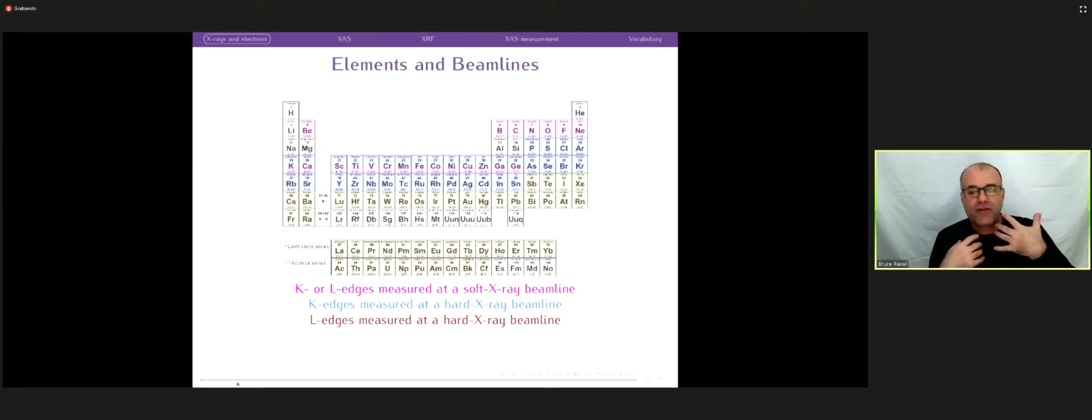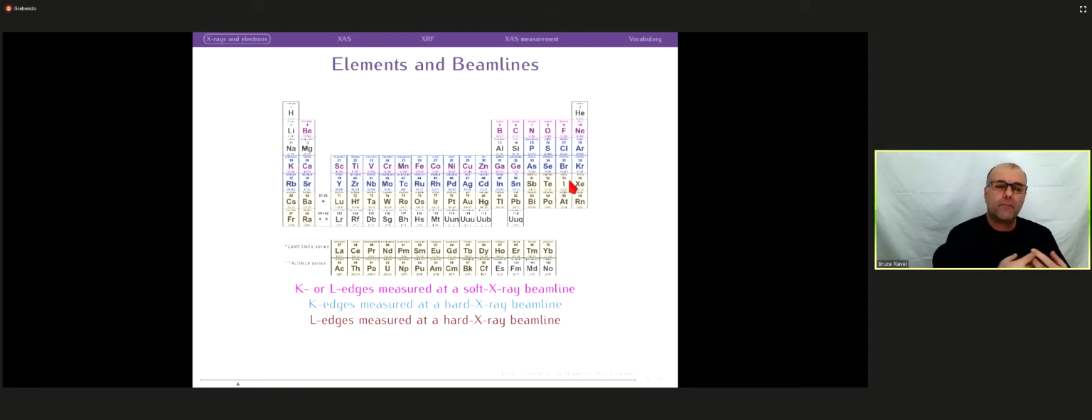The beamline that I operate at the National Synchrotron Light Source 2 here in New York State in the United States is a hard X-ray beamline. So we measure the interaction between the incident photon and the 1s electron of all of the elements that are marked in blue. And we measure the direct interaction between the incident photon and the 2p or 2s electrons of the atom for all of the elements that are marked in this sort of funny brownish color.